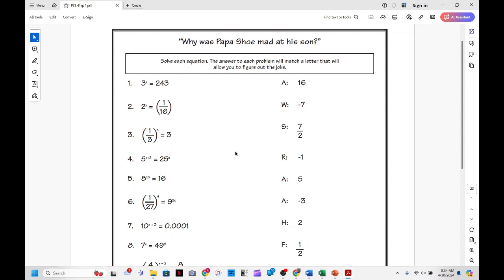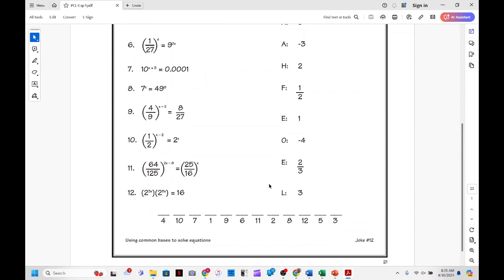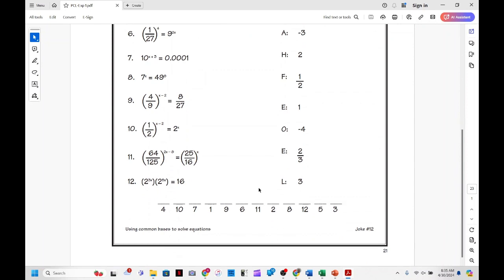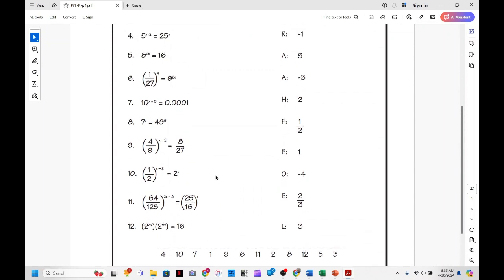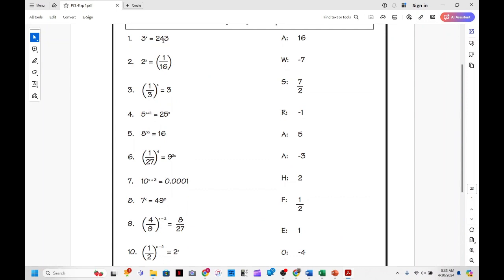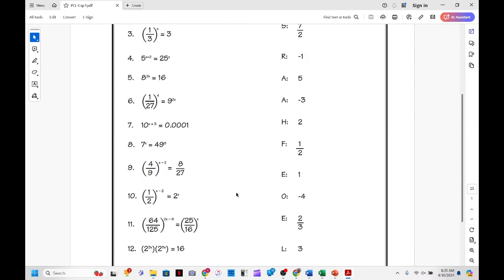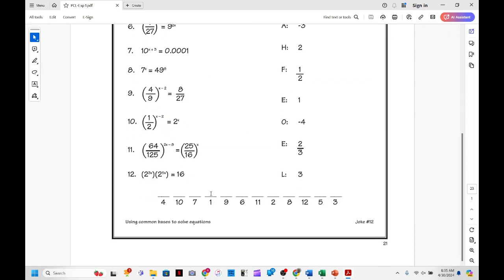For this puzzle, we're trying to figure out why Papa Shoe was mad at his son. To do this, we have to solve each of these equations, and then the answer matches a letter that we're going to put above whatever the question number was down in these blanks below. So for number 1, let's say that I get answer W for some reason. That would mean I put a W here. I don't think that's what it is, but hey, let's find out.